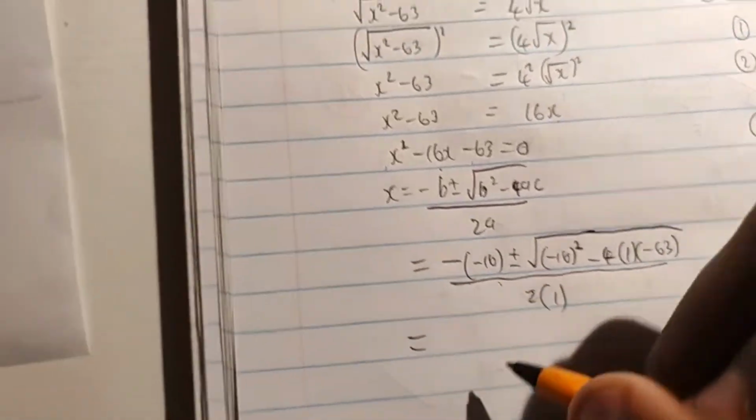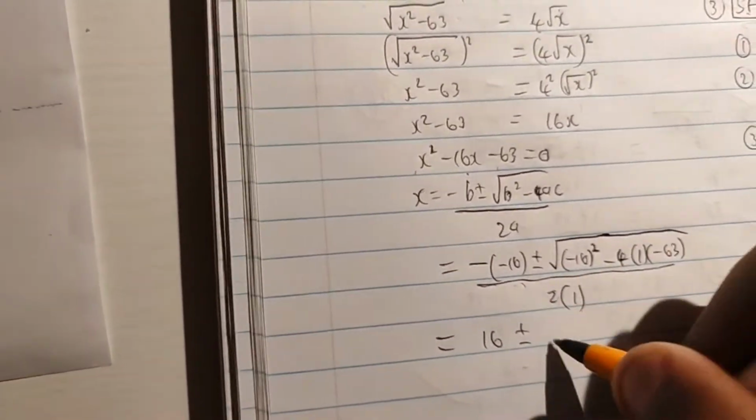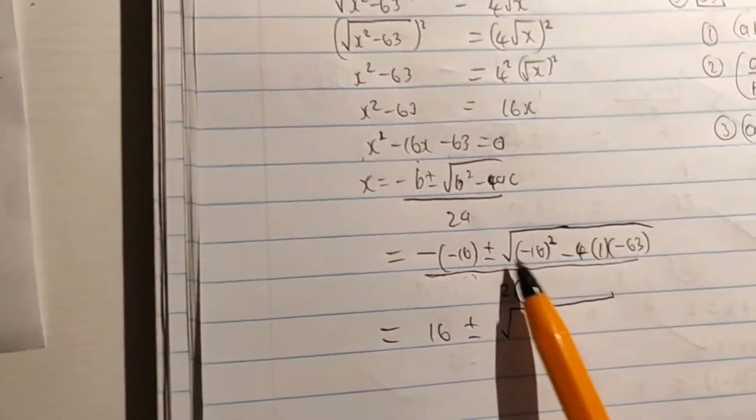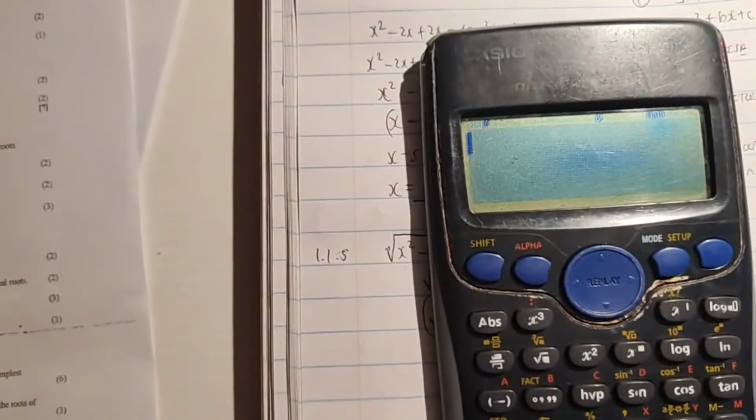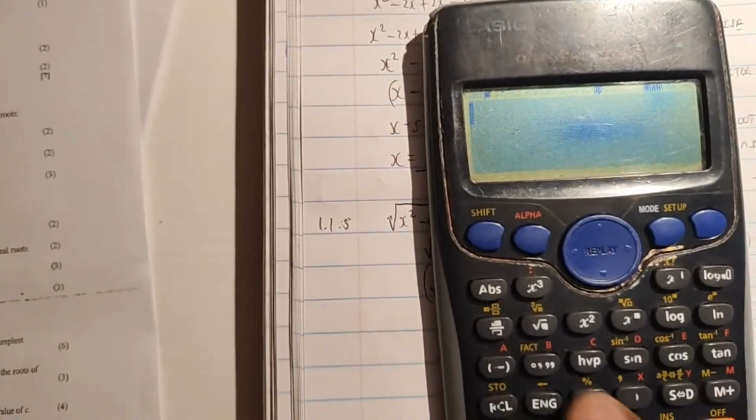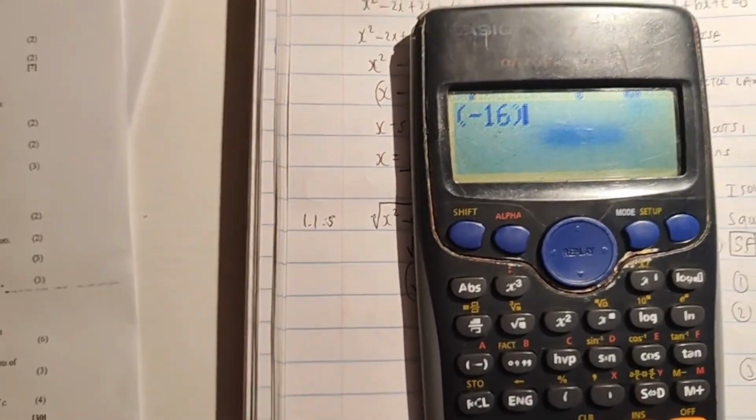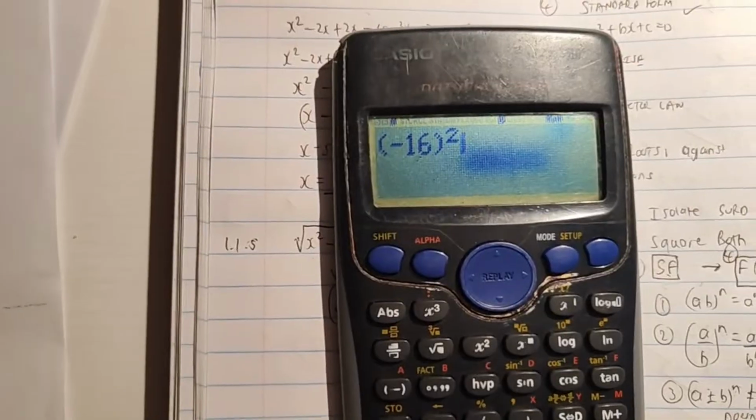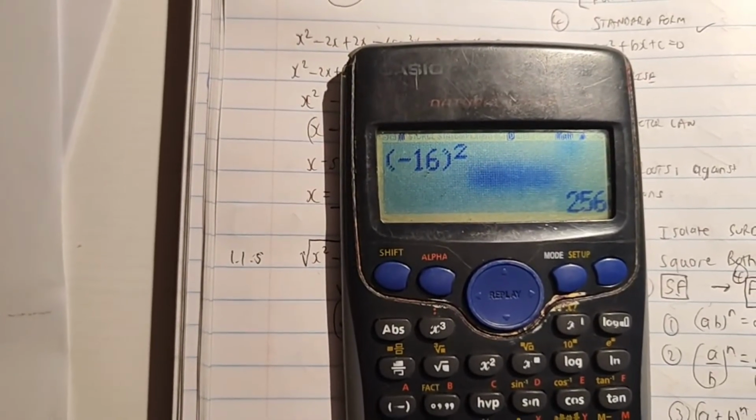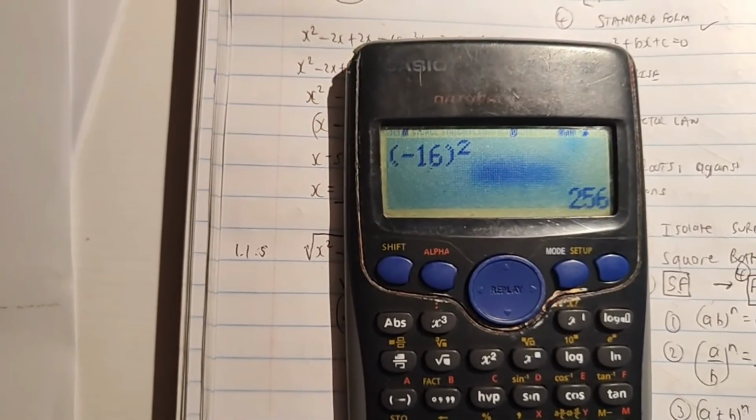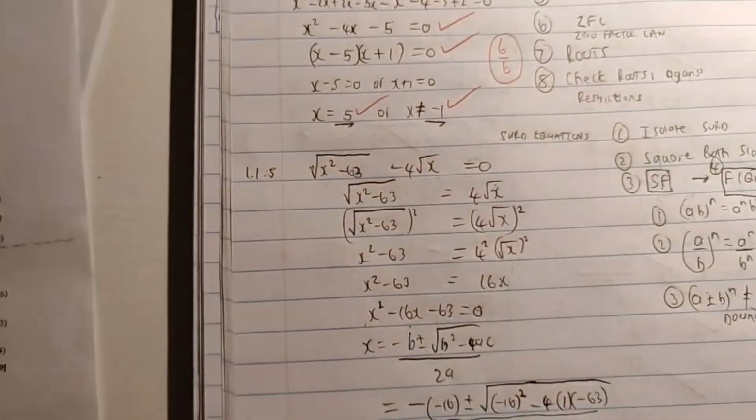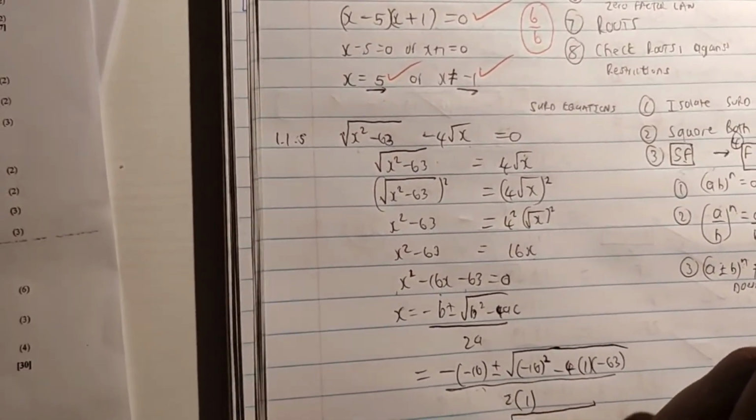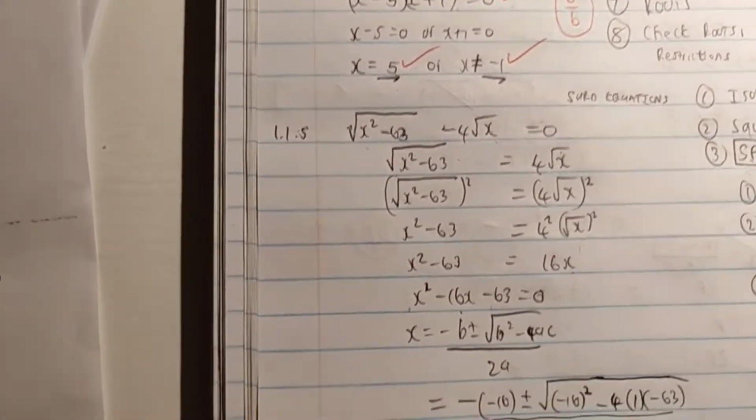Then you go ahead, a negative times the negative is a positive, negative 16 squared. Maybe you don't know, so it makes sense when you say brackets negative 16, you square it, you get 256.